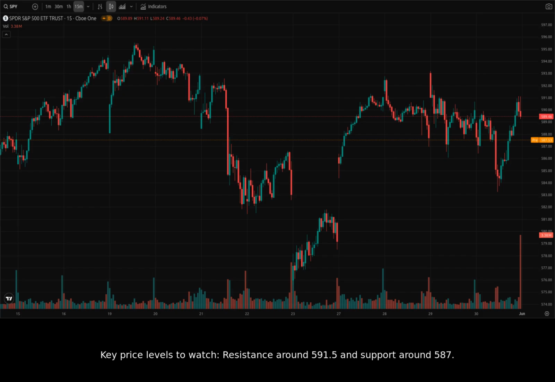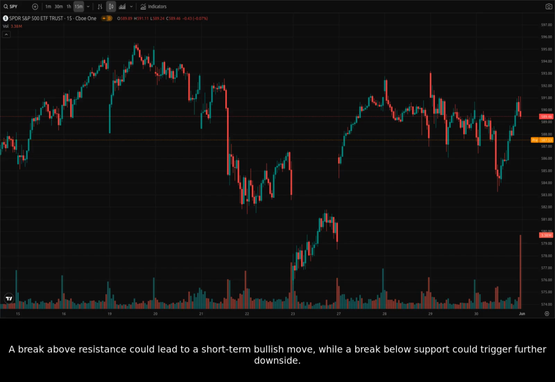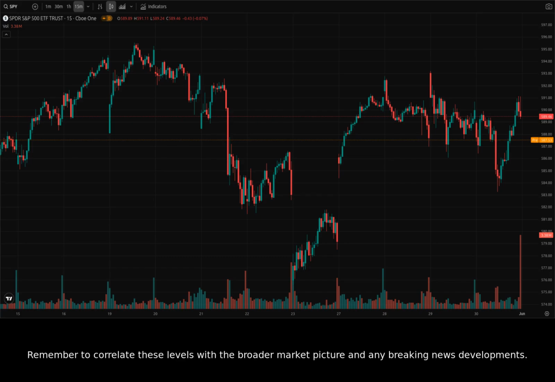591.5 and support around 587. A break above resistance could lead to a short-term bullish move, while a break below support could trigger further downside. Remember to correlate these levels with the broader market picture and any breaking news developments.